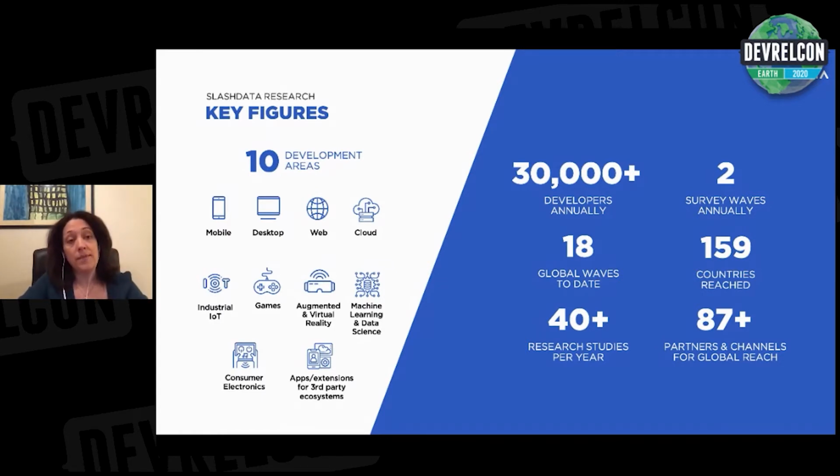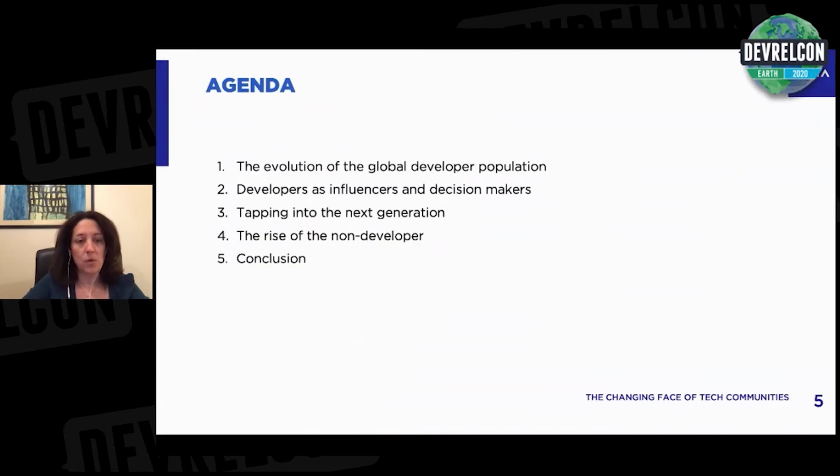We researched 10 development areas, the ones that you see here on the left, so mobile, desktop, web, and so on. It's not 10 distinct developer groups, of course. There's a huge overlap between these areas, as I'm going to show you. It's just 10 development areas. Okay, and with that out of the way, what we'll be discussing today.